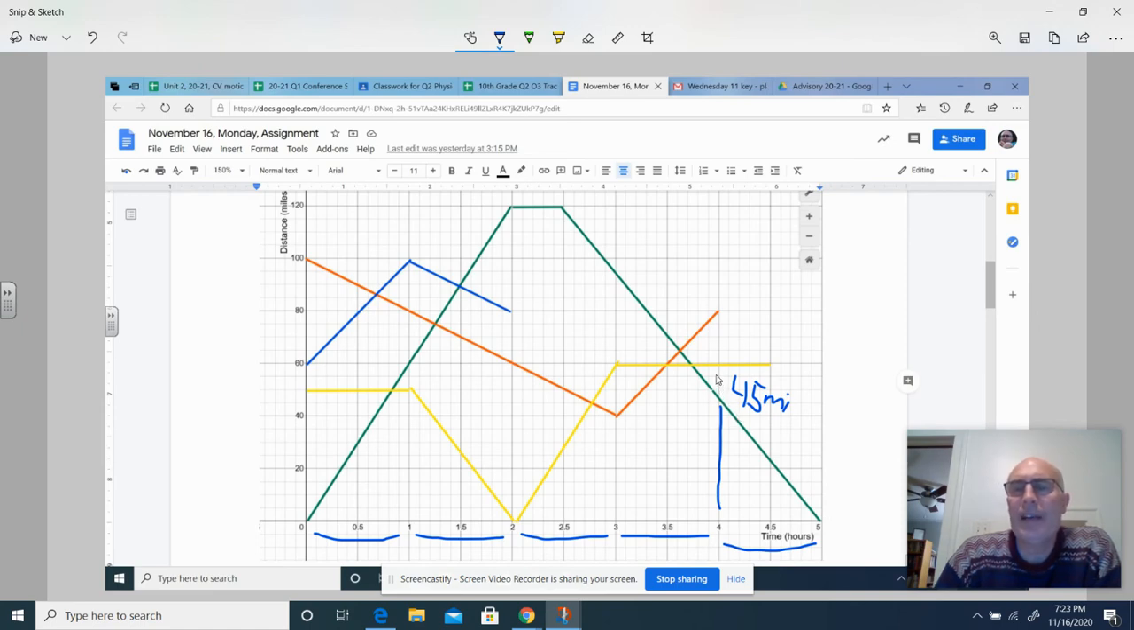The only thing is we have to write a negative here, because I asked you what the displacement was, and the displacement has a sign. It's a vector. So it's negative 45 miles that this car went. All right, let's check one more.